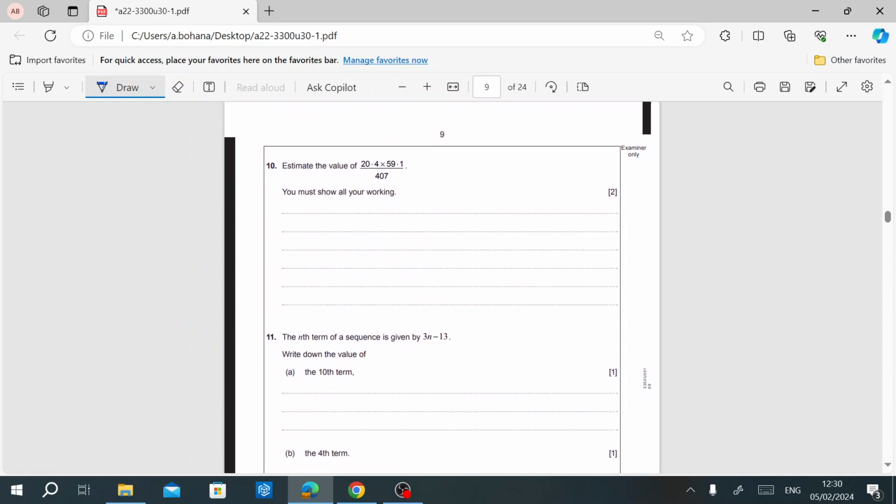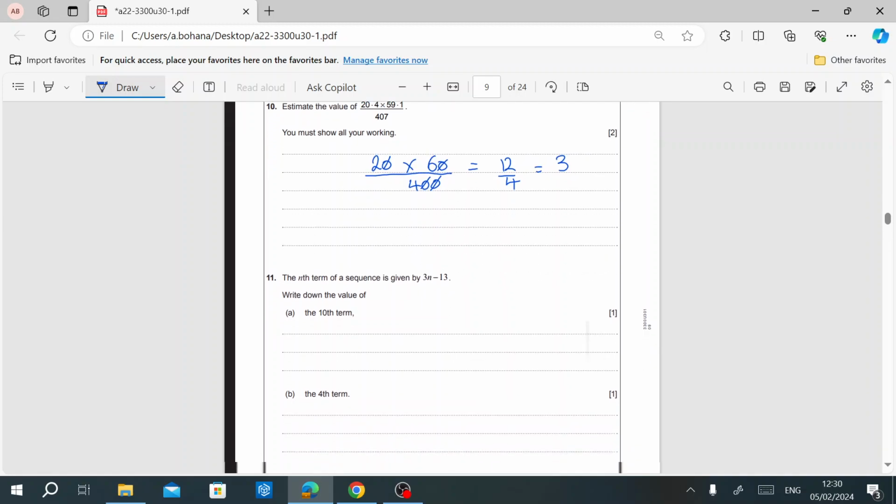Right then, estimate. Just round these numbers up. So 20.4 will become 20. 59.1 will become 60. 407 becomes 400. So if I cancel them off, because there's two zeros at the bottom, I can cancel the 2 off the top. 2 times 6 is 12, divided by 4, and the answer is 3. You could have used 59 as well, but it's just easier to work in whole numbers, okay?